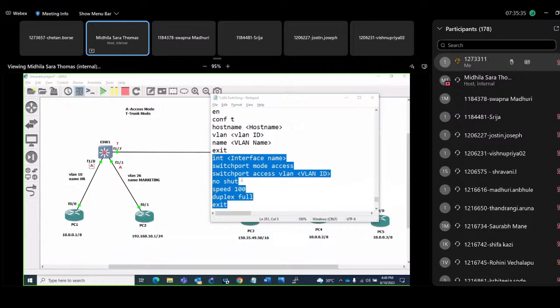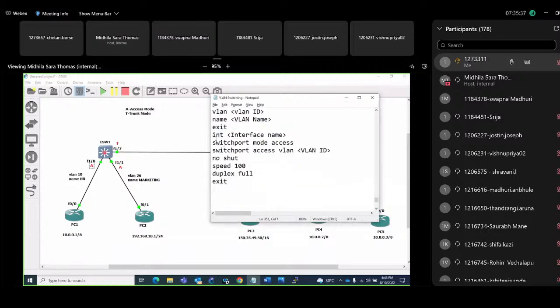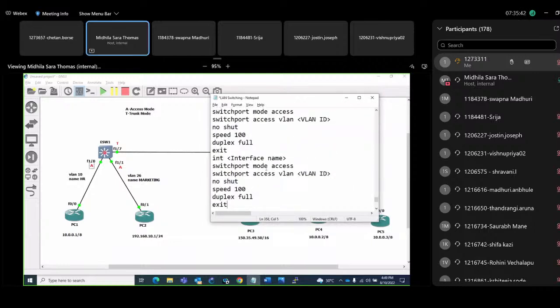Now, okay, this is fine for access mode. For trunk mode, let me copy paste the same thing. What will you do? Instead of access, what will you give? Give the command trunk. Done. That's it, done for trunk mode also. Now is it clear? Done. Now shall I show it in a real life router?